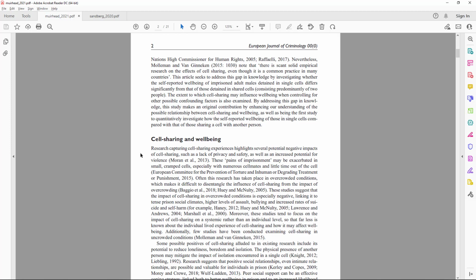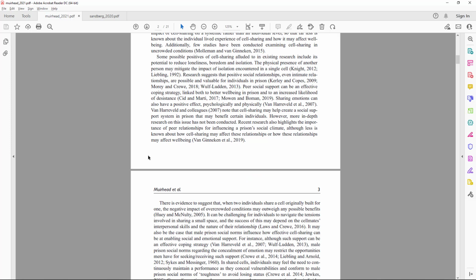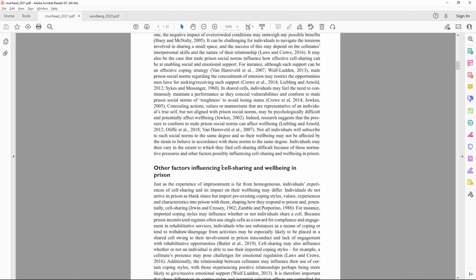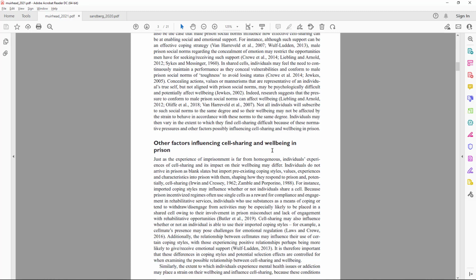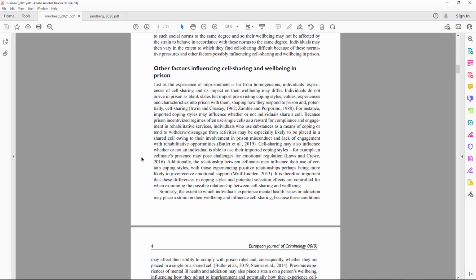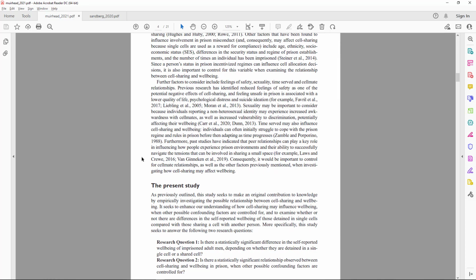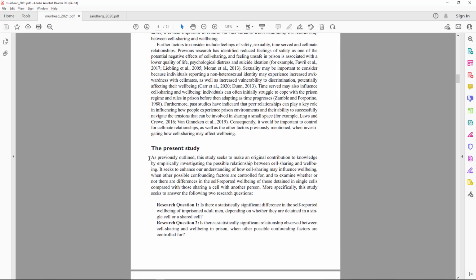isolated incarceration, how do they affect prisoners' well-being? And then there's a brief review of the literature covering other factors influencing either one of those relationships. That's something they're trying to control for in the study. And there's some information on the present study.